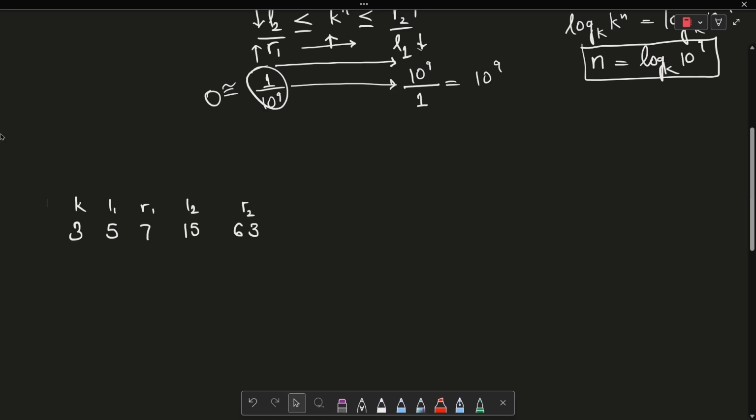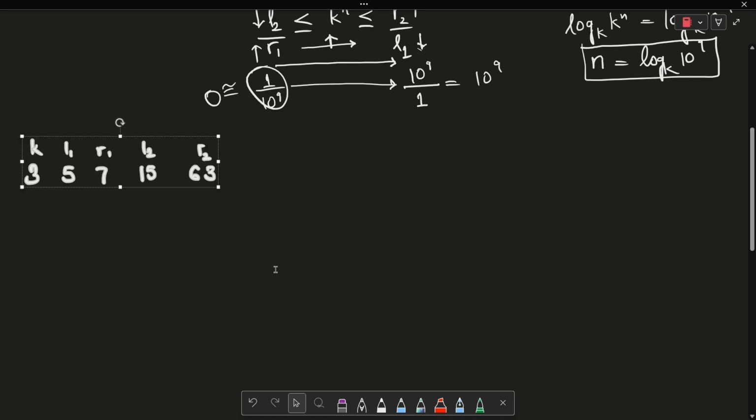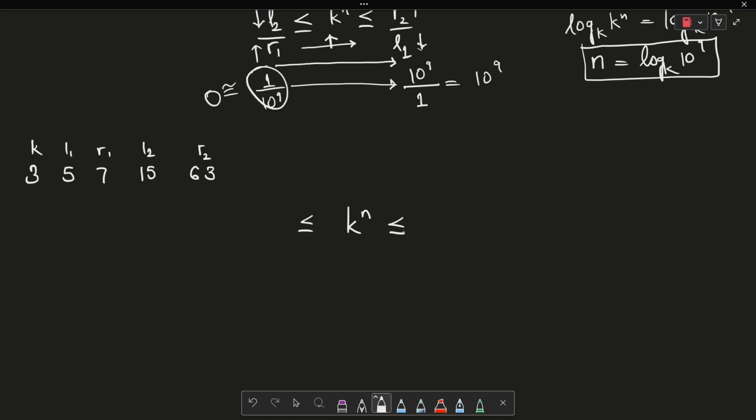Okay, let's see. So I took k to the power n and I said that the minimum value can be, as we have seen, L2 by R1, right? So L2 by R1, 15 by 7, and the maximum value can be R2 by L1. So R2 is 63 and L1 is 5, right? Okay, so if you find these values, let's see what they come out to be. So 15 by 7 will be 2 point something, right? 2.14 something.